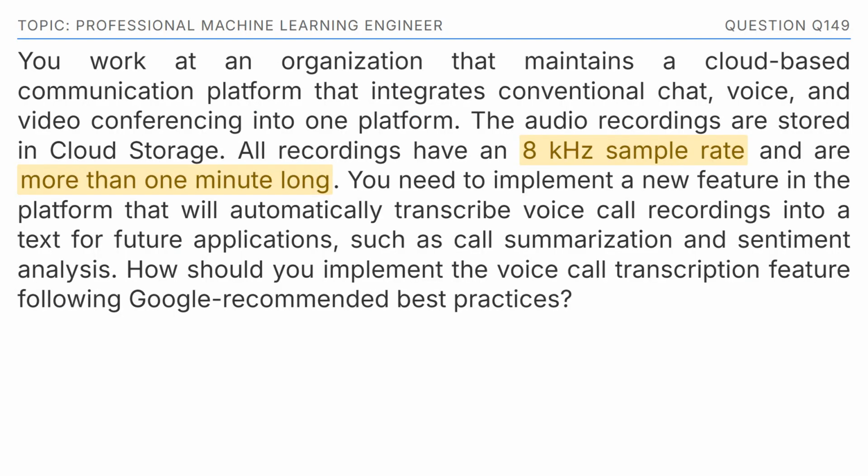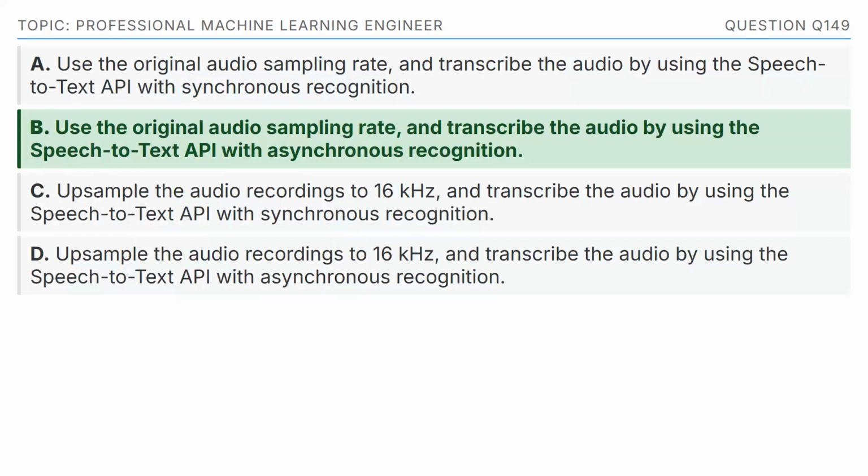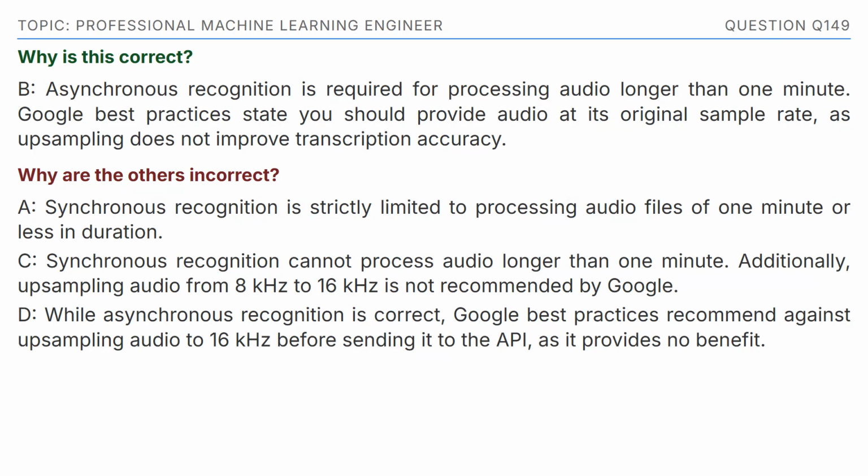To arrive at the correct answer, we focus on the keywords: 8 kHz sample rate, more than 1 minute long. The correct answer is option B, use the original audio sampling rate, and transcribe the audio by using the speech-to-text API with asynchronous recognition. Why is this correct? B. Asynchronous recognition is required for processing audio longer than 1 minute. Google best practices state you should provide audio at its original sample rate, as upsampling does not improve transcription accuracy.